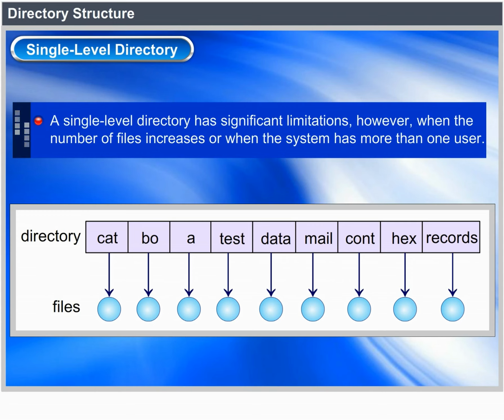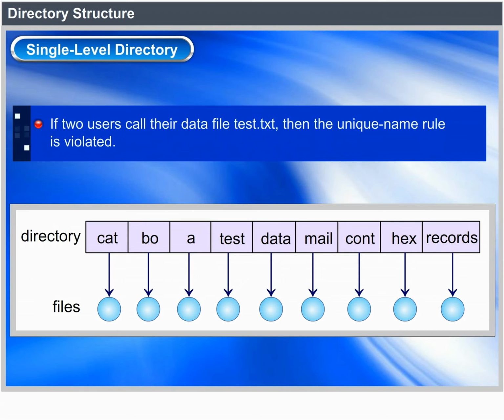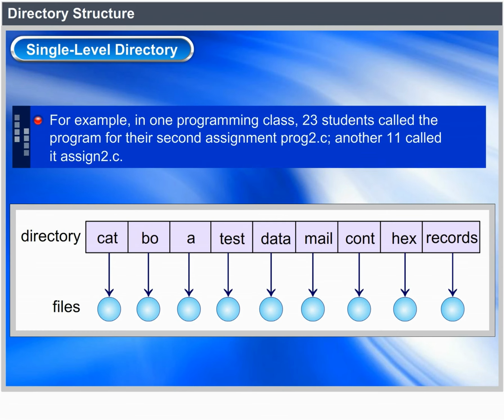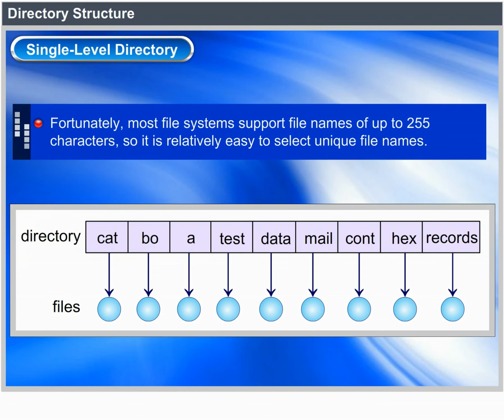Since all files are in the same directory, they must have unique names. If two users call their data file test.txt, then the unique name rule is violated. For example, in one programming class, 23 students called the program for their second assignment prog2.c. Another 11 called it assign2.c. Fortunately, most file systems support file names of up to 255 characters, so it is relatively easy to select unique file names.